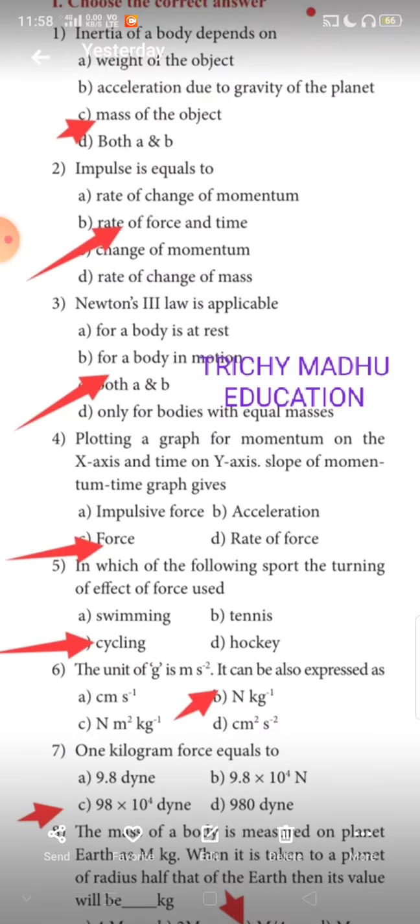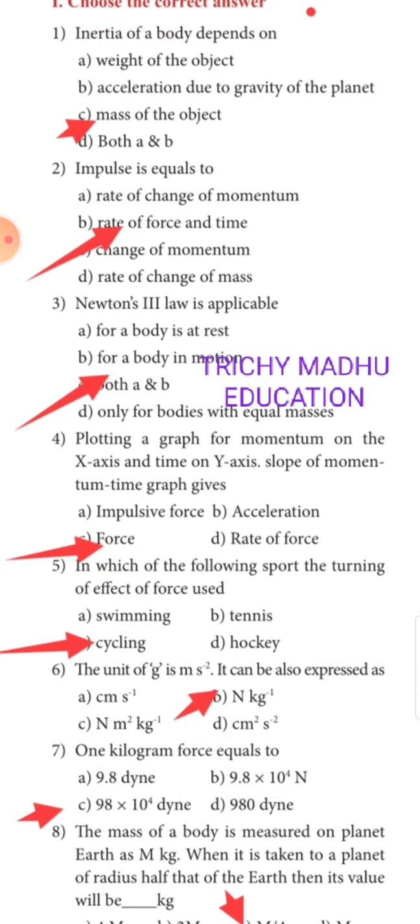Number 1. Inertia of the body depends on mass of the object. Answer C. Number 2. Impulse is equal to change of momentum.